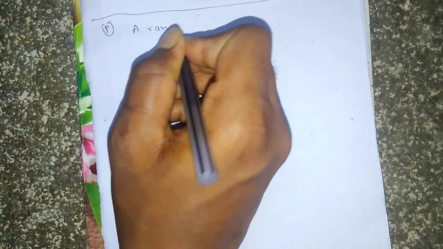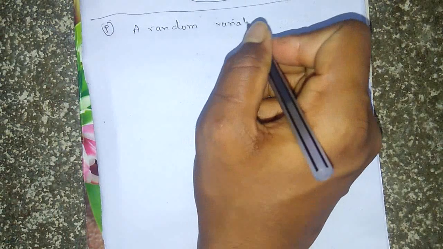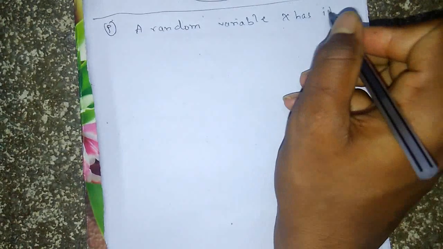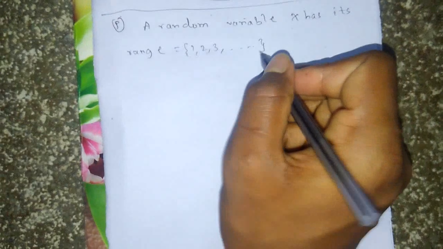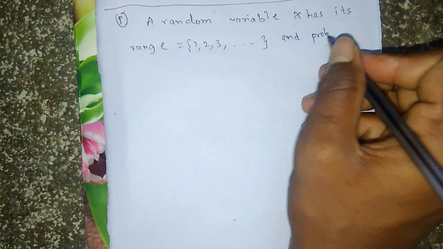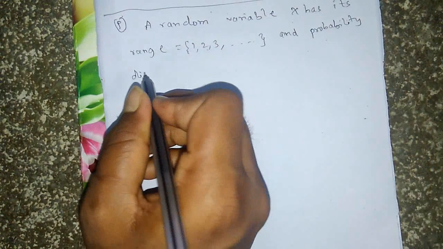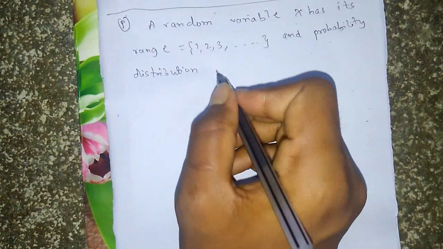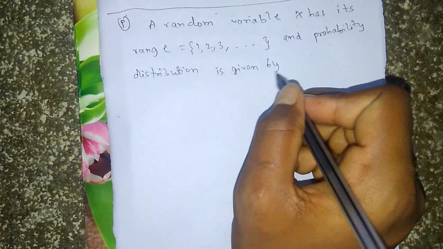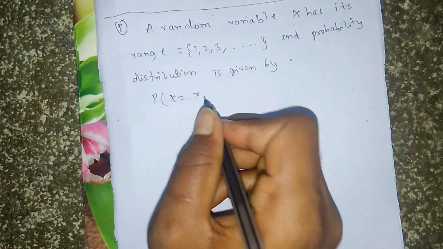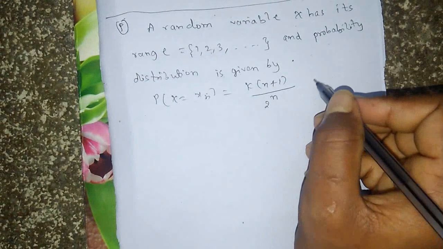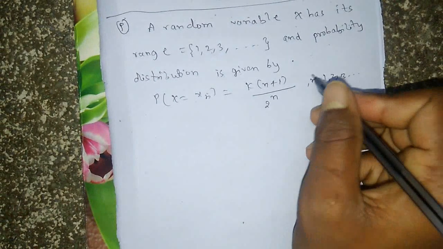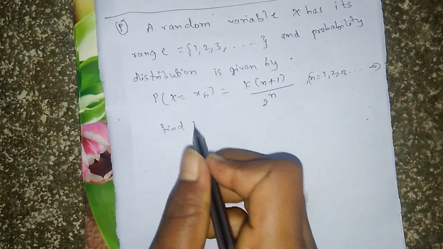Our next problem is a random variable X has its range 1, 2, 3 and so on up to infinity, and the probability distribution is given by P of X equal to x_n is equal to k into (n plus 1) by 2 power n, where n is equal to 1, 2, 3 and so on up to infinity. Then find the value of k.